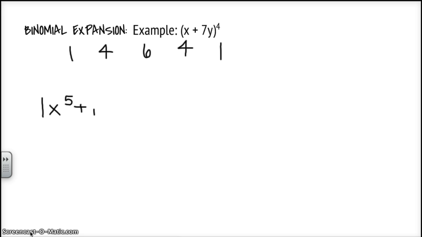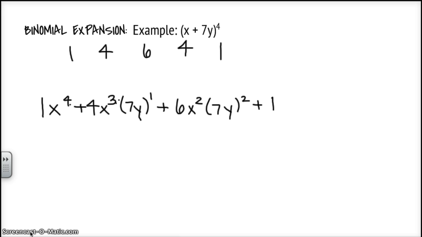Then I'm at 4, x to the third, 7y to the first. Remember I said I'm counting down, or I'm counting up, depending on which one you're looking at. Then it's 6, x to the, why does this say 5? That's my bad, I'm sorry. It should say 4 and 3. 4 and 3, there we go, let's try that again. Then I'm at x squared and 7y squared. Plus 4, x, 7y to the third. Plus 1, 7y to the fourth.